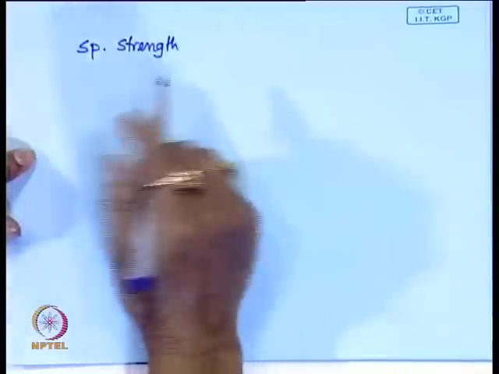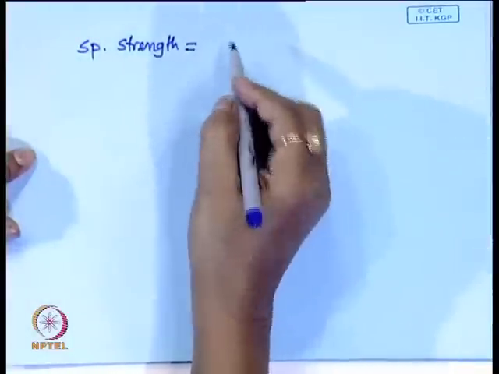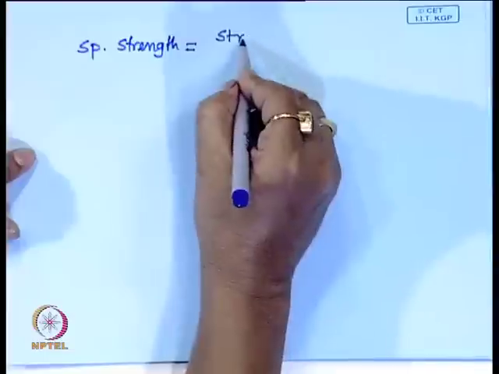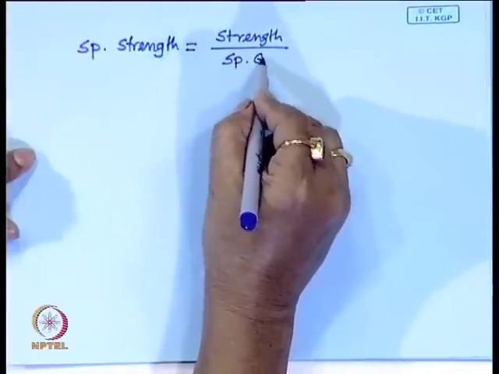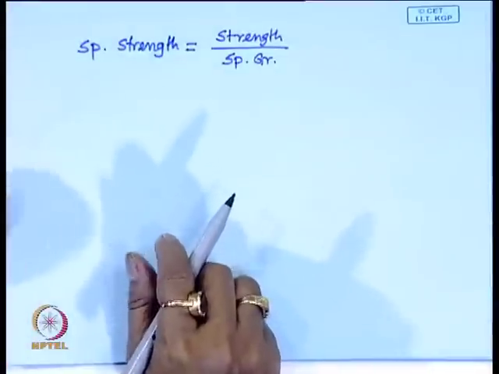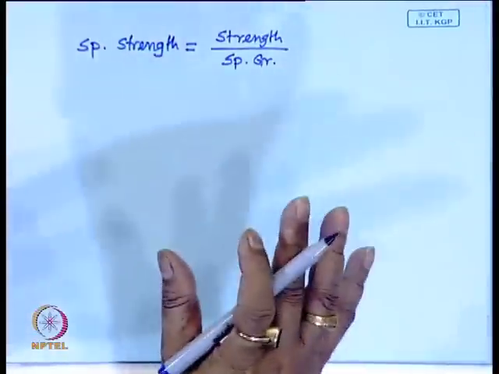What is specific strength? Specific strength is the ratio of the strength to specific gravity of the material. That means we have a material which is strong as well as light. Think of steel, tensile strength is very high. Divide the tensile strength or tensile modulus or compressive modulus by its specific gravity, you will get some value.